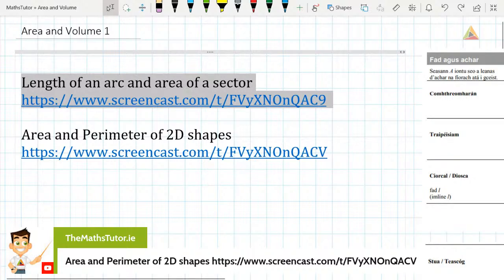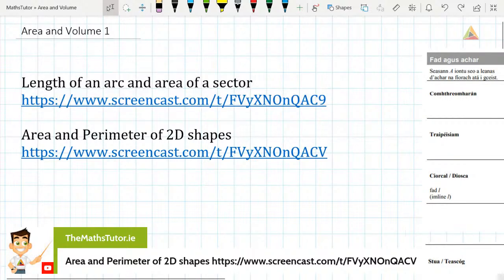So when we're dealing with arcs and sectors, we're dealing with parts of a disc or parts of a circle. So it won't be the whole thing.